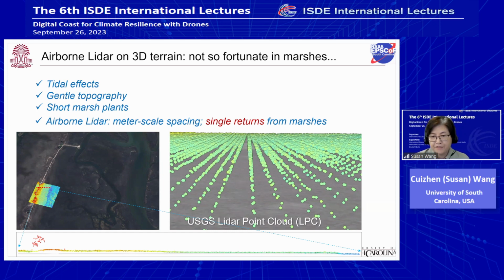For this example of one USGS LiDAR point cloud tile over my study area, with meter scale spacing, there are basically just not enough points to see the marsh vegetation. And you may also see this extremely flat topography from the profile at the bottom.